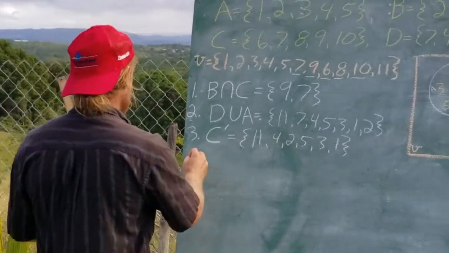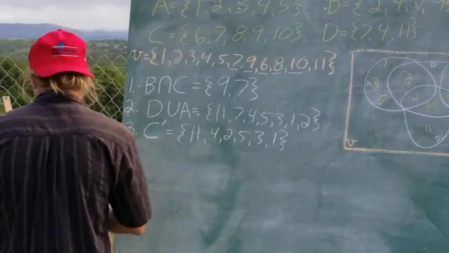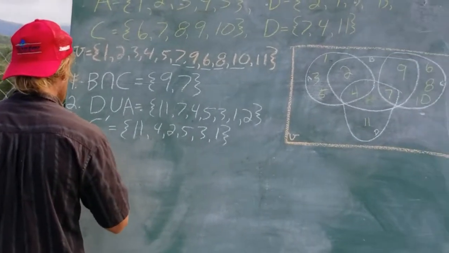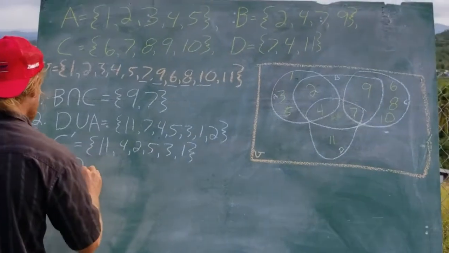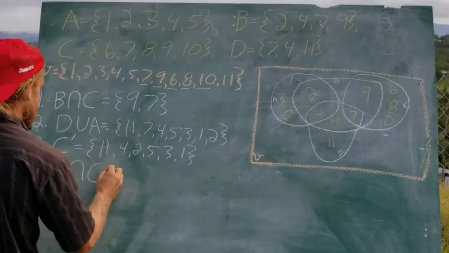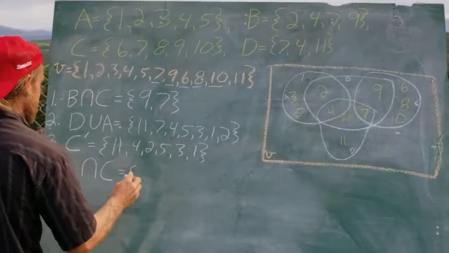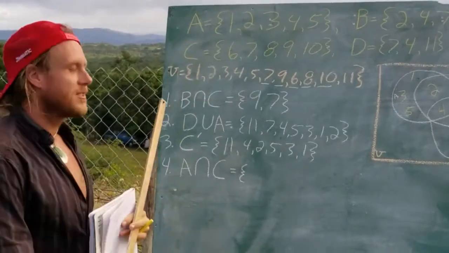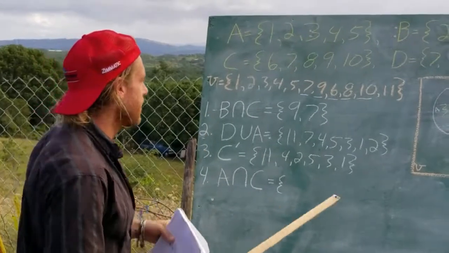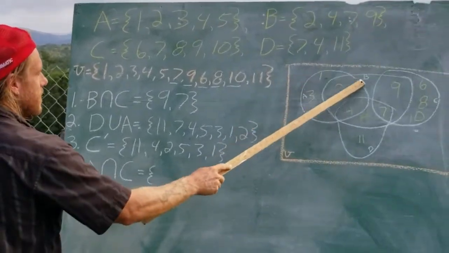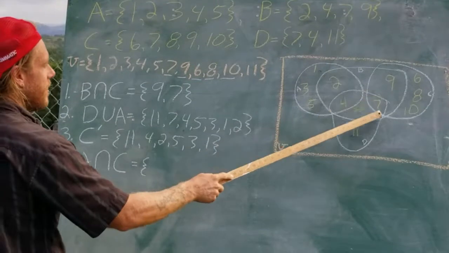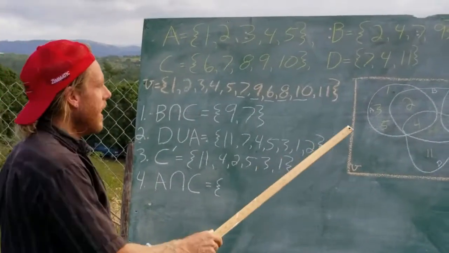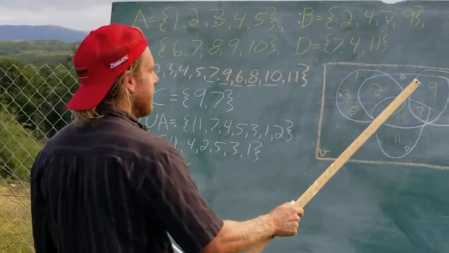Problem number 4. The intersection of A and C. All right, so that is the set of elements that are common to both A and C. Well, let's look at our picture. Here's set A. Here's set C. Ooh, there's no overlap, is there? So there are no elements that are shared in both A and C.